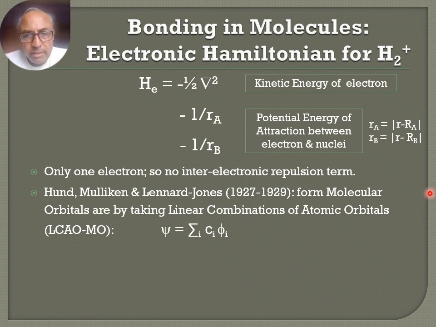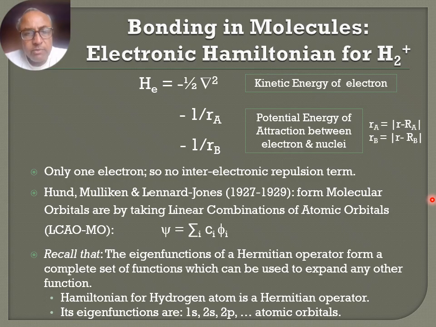Hund, Mulliken and Jones developed the molecular orbital theory between 1927 and 1929 by taking linear combinations of atomic orbitals to form the molecular orbital psi. So the molecular orbital psi is formed by a linear combination of the atomic orbitals phi I.